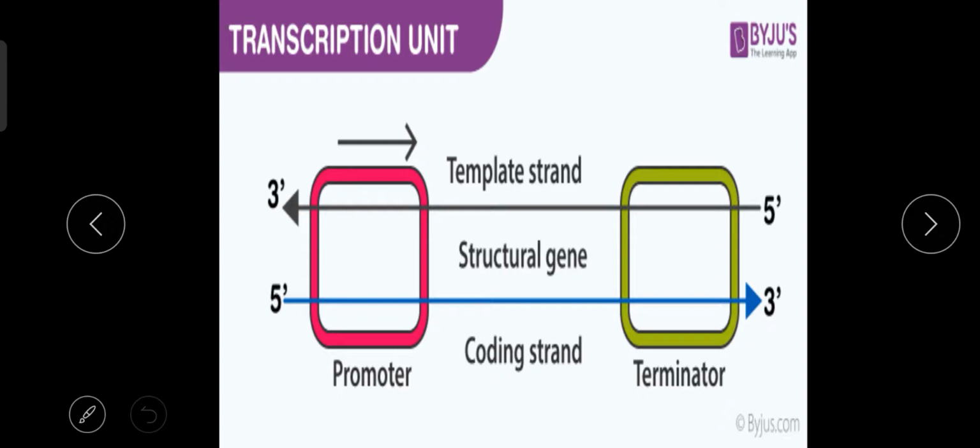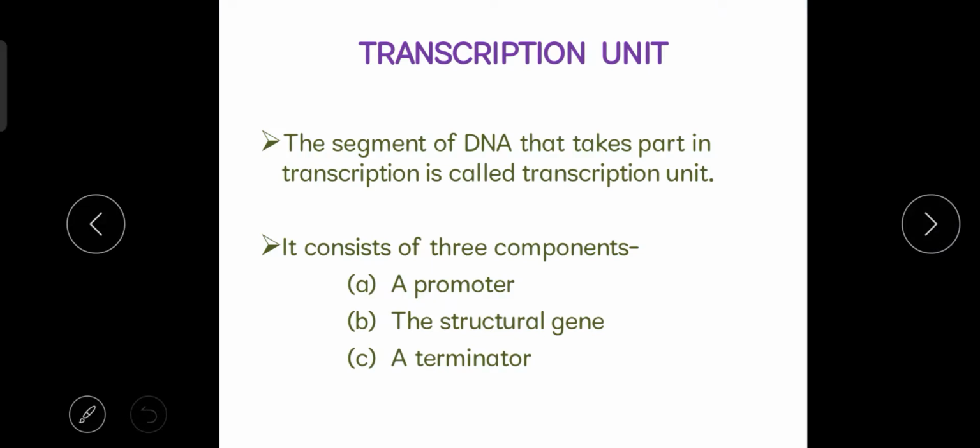Now what is transcription unit? Transcription unit means that part of the DNA from which the RNA strand is formed. That nucleotide sequence of the DNA from which the RNA strand is formed is called the transcription unit. It is the segment of DNA that takes part in transcription, not the whole length of the DNA, only a few specific sequences of the DNA molecule.